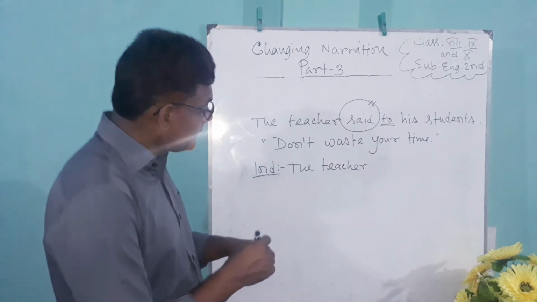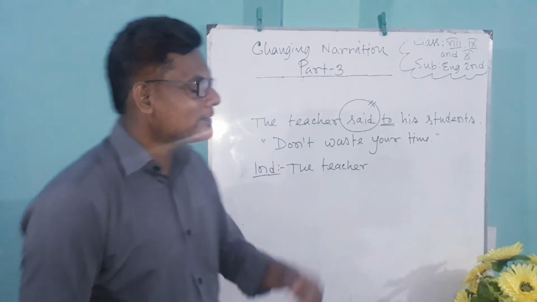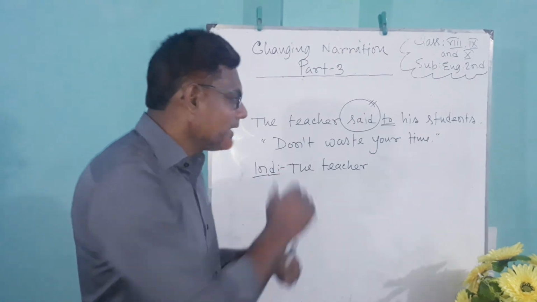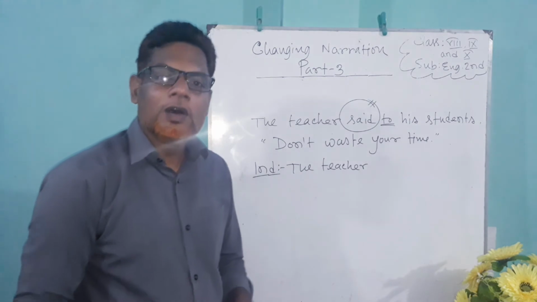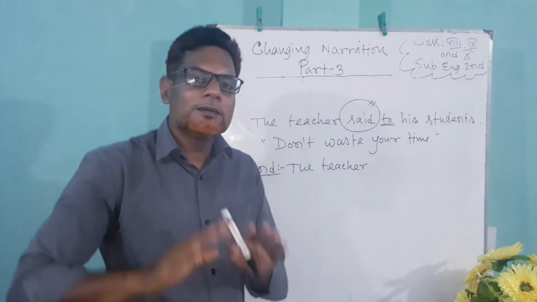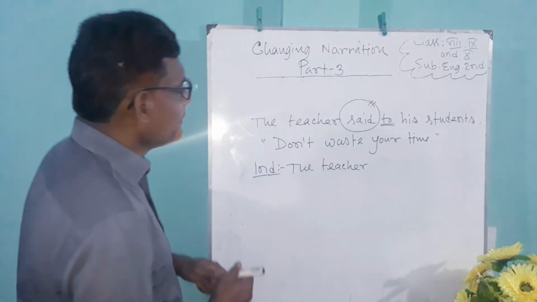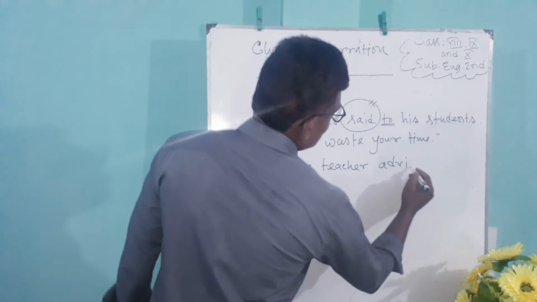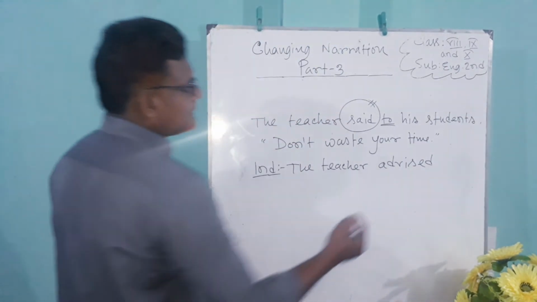Now we have to see what the sentence is denoting. You can see "Don't waste your time." It may denote advice. The teacher may advise his students, or the teacher may forbid his students. So we can use forbid or advise here. Okay, try to write advise first. The teacher advised his students.